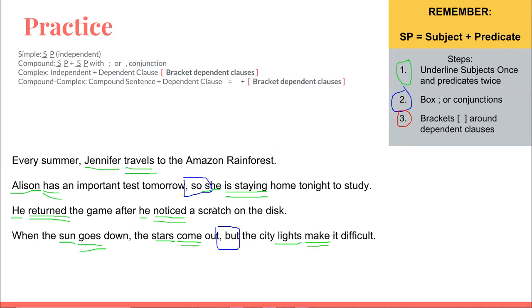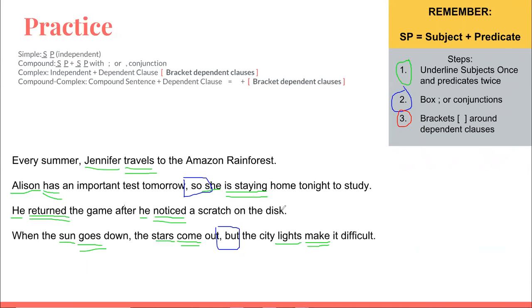He returned the game after he noticed a scratch on the disc. So he returned the game. That's complete. You could say he returned the game after he noticed a scratch on the disc. This is a red flag word right here. After is. So let me change my color format real quick. So that's a red flag word.